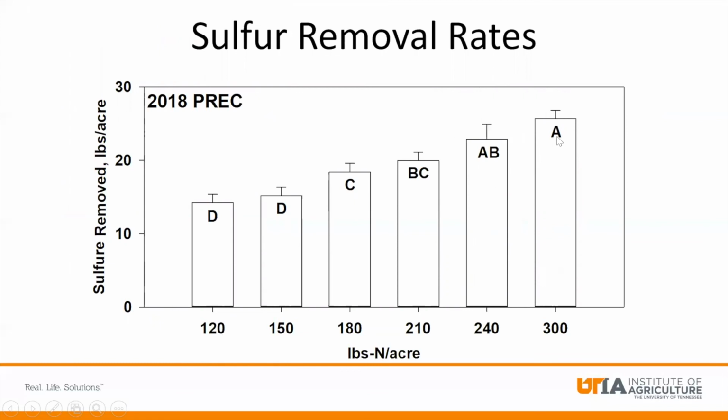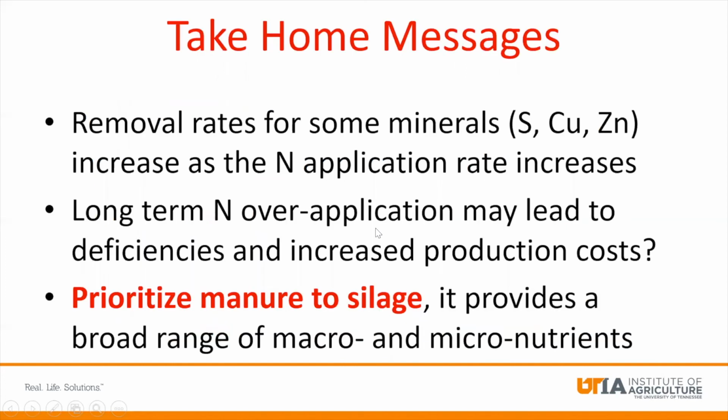Any bar here that's shown with a letter that's not in common with another bar, basically that means they're statistically different. So for example, at 180 pounds of nitrogen, the sulfur removal rates are higher than we would anticipate at 120 or 150. This is important because long-term over-application of nitrogen, in other words, application which cannot be justified with a yield increase, can lead to mineral nutrient deficiencies, and eventually we would expect that to increase production costs, because at a point where minerals are limiting yield, you're going to have to replace those in your fertilizer mix.